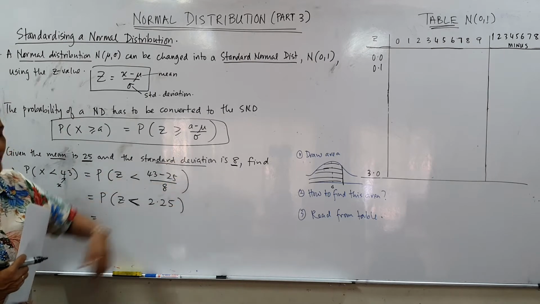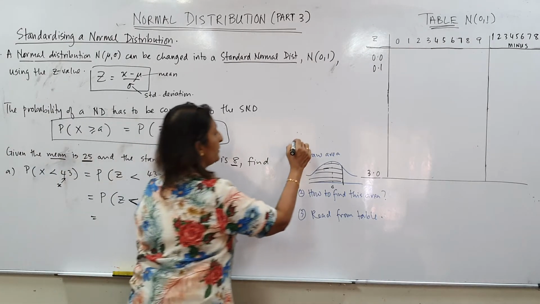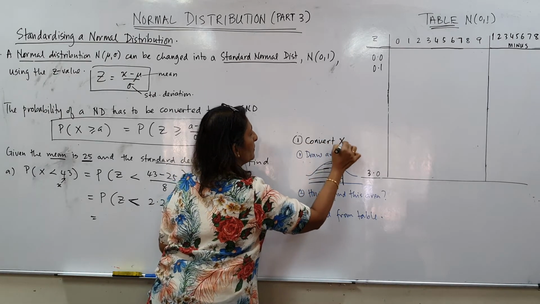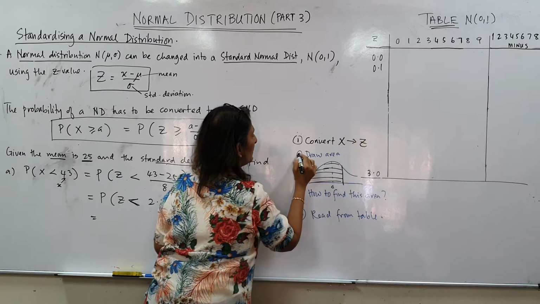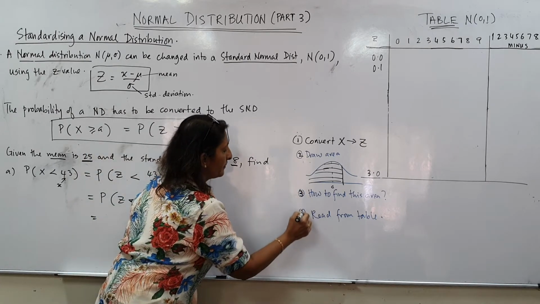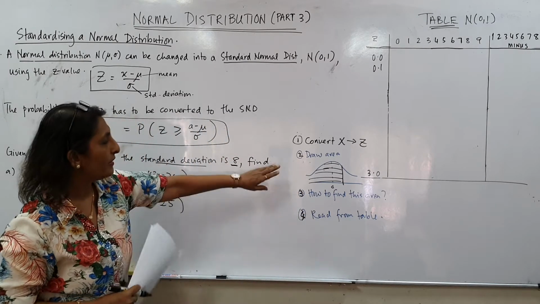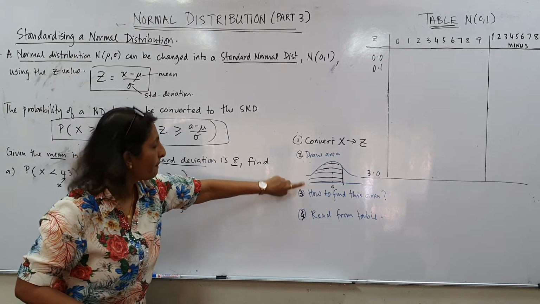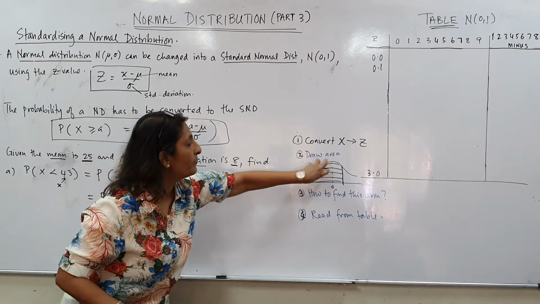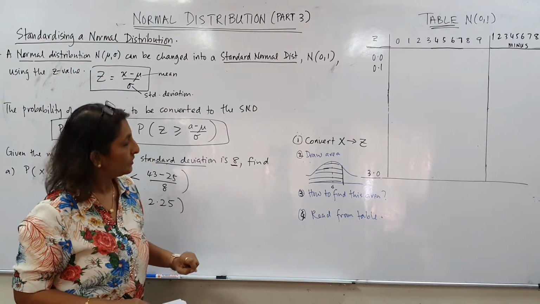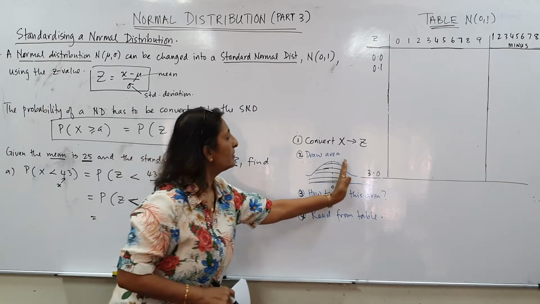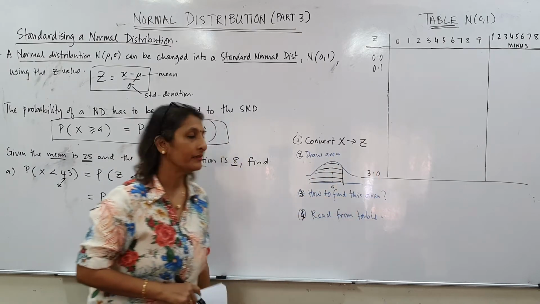Actually, we have a step 1 up here, which is convert x to z. After converting, you draw the area. After drawing the area and shading, you do step 3. How will we find this area? It will be the whole thing, 1, minus that small part there.